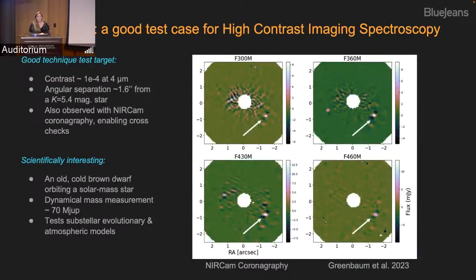So we chose the substellar companion HD 19467b. It has a moderate contrast in the near infrared of about 10 to the -4 and is at a moderate separation of about 1.6 arcseconds. This object is a cold, old brown dwarf orbiting a solar-type star. The advantage here is that this object has a mass that is dynamically measured. So this is independent from atmospheric modeling. This makes it a candidate to test substellar evolutionary models, as well as high contrast imaging with JWST. The object was also looked at with JWST NIRCam, with images at 4 filters from Greenbaum et al. 2023 shown on this slide.